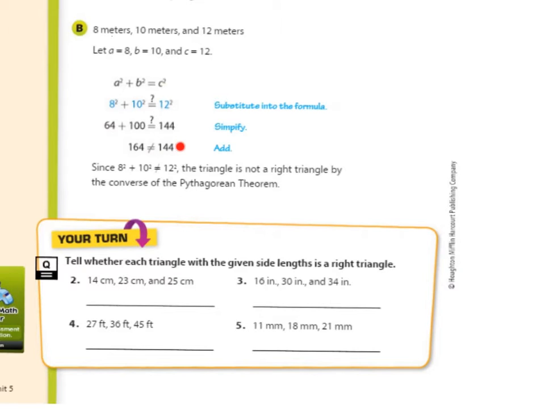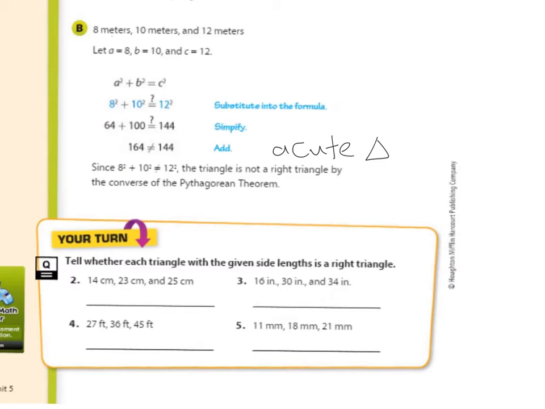In this case, it is not true. A squared plus B squared equals 164, but C squared equals 144. So since these two are not equal, since it does not satisfy A squared plus B squared equals C squared, it is not a right triangle. And we also know that from our activities in class, since C squared is smaller than A squared plus B squared, it's also an acute triangle. So just as some additional information there, we know that it's an acute triangle.